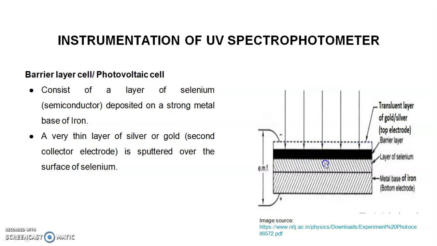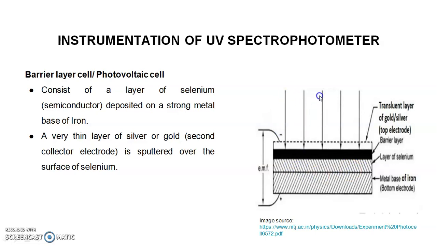So this is the surface of selenium, and there is a barrier over which a translucent layer of gold or silver is sputtered, so that the gold layer or the silver layer acts as a second collector electrode. So we have two different electrodes. One is the gold or silver on top, and the second one is the bottom or the metal surface. So they form a part of the electric circuit. Coming to the working of this barrier layer cell, when the radiation falls on the selenium surface, electrons are generated. This selenium is a photosensitive material.